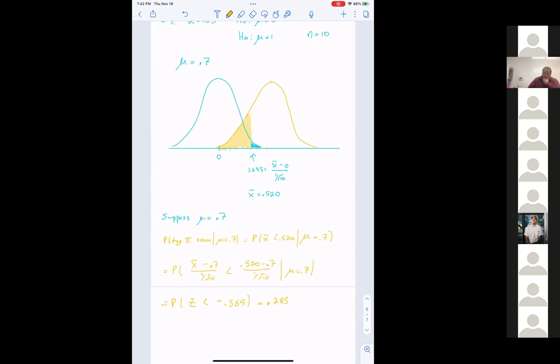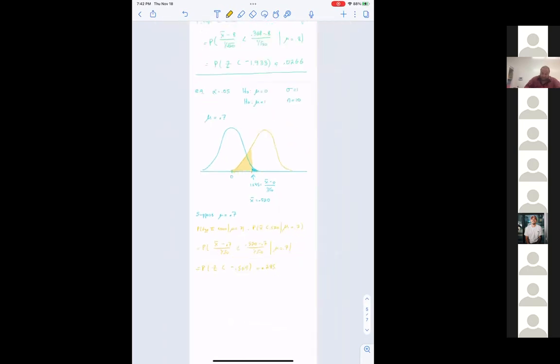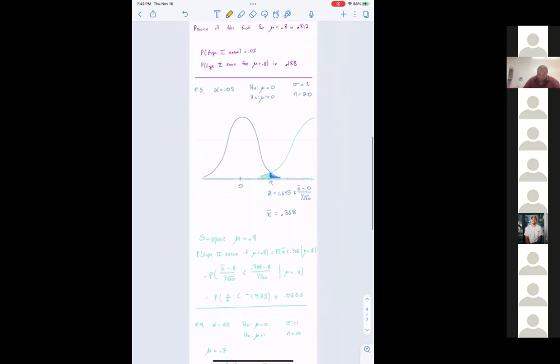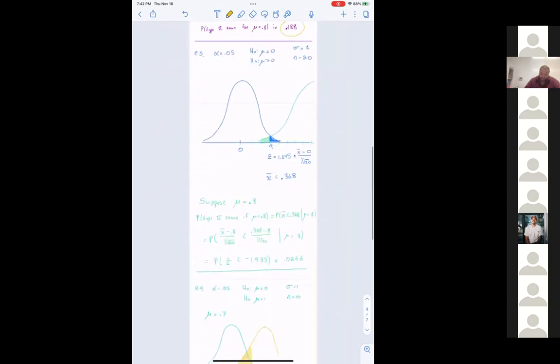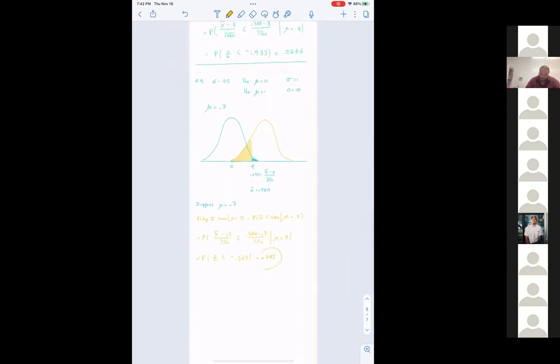Okay, I got it. So what you notice, hopefully you notice, is that for n equals 10, we got 0.188 when mu was 0.8. And we got 0.285 when mu was 0.7, which makes a lot of sense because the lower the mu, the more my new curve shifts to the left, the more my shaded region grows, which is why it's a higher probability.